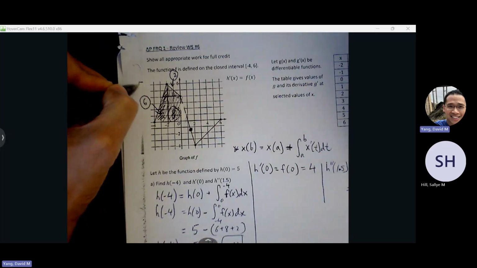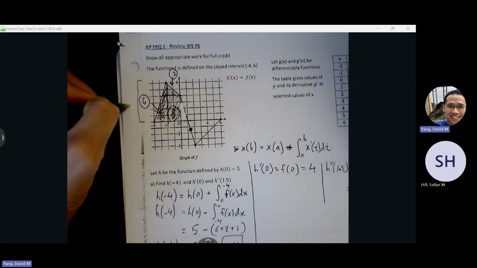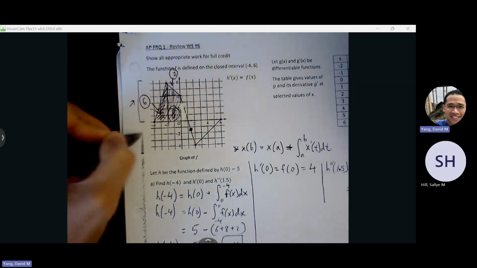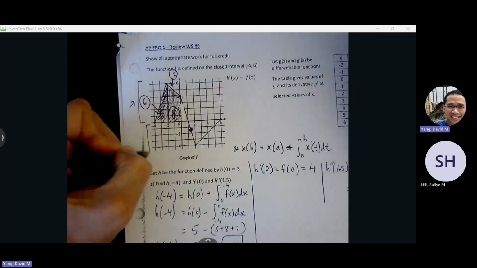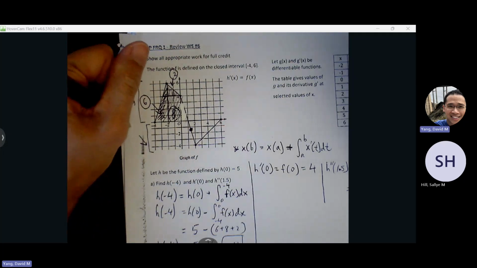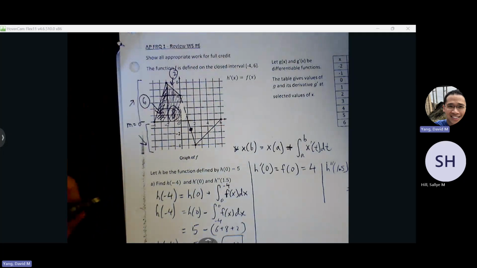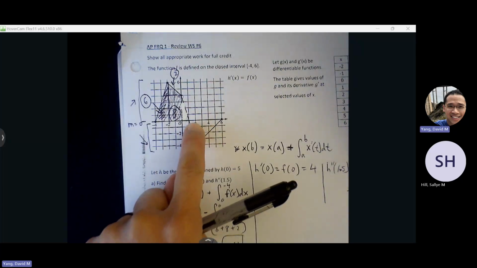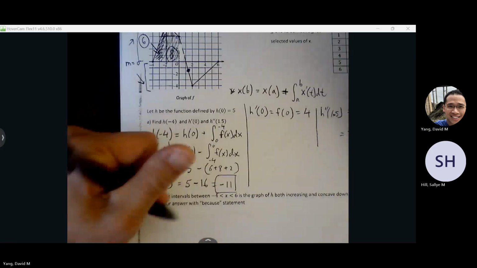Anything above the x-axis represents where h of x is increasing. Anything below the x-axis is where my h of x graph is experiencing negative slope. Anything on the x-axis is slope 0. So my only critical point, the only place where there's a slope 0 on the h of x graph, is at x equals 1.